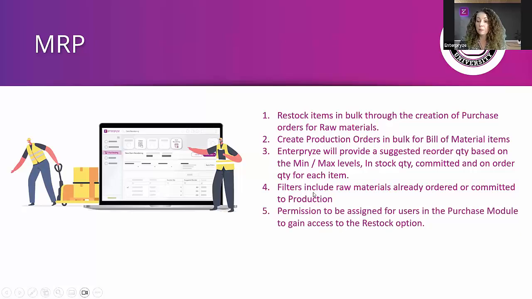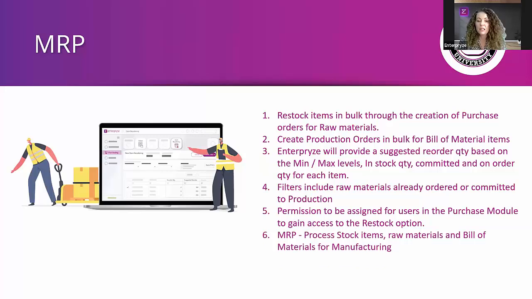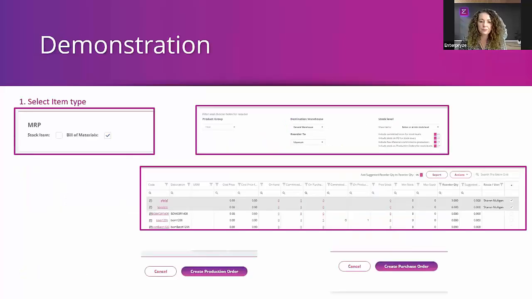So again, the MRP runs on a permission basis. So this is the permission to be assigned to users in the purchasing module to gain access to the restock option. So this is your item reordering in the purchase module. You need to make sure that the user has permission to that option so that they can see the MRP in production. So for MRP, we can process all stock items. So in fact, it doesn't have to be just your raw materials. You can process all your stock items from here as well. And of course, that includes your raw materials and the bill of materials for manufacturing. They can all be done within the MRP screen.